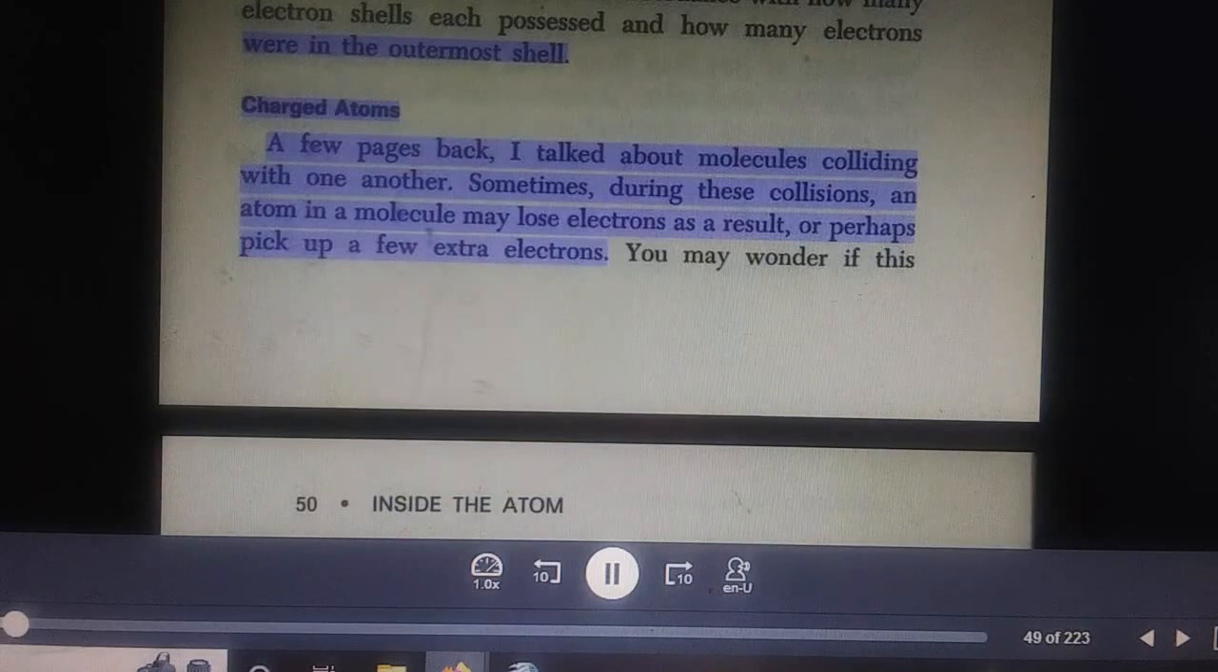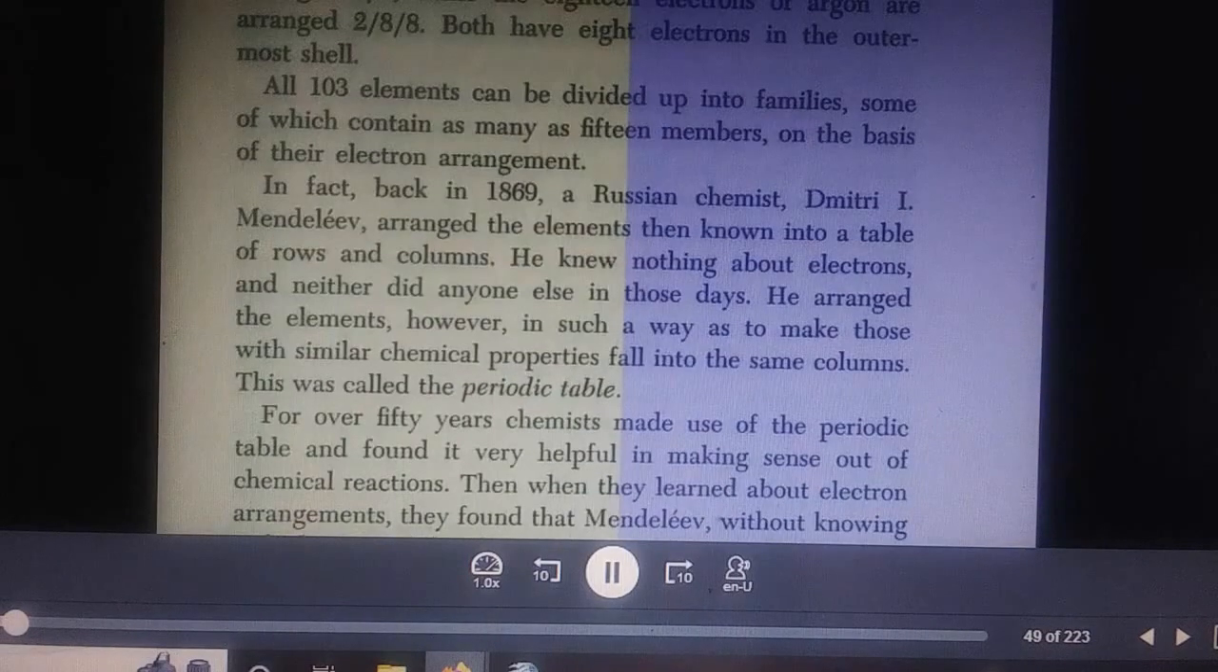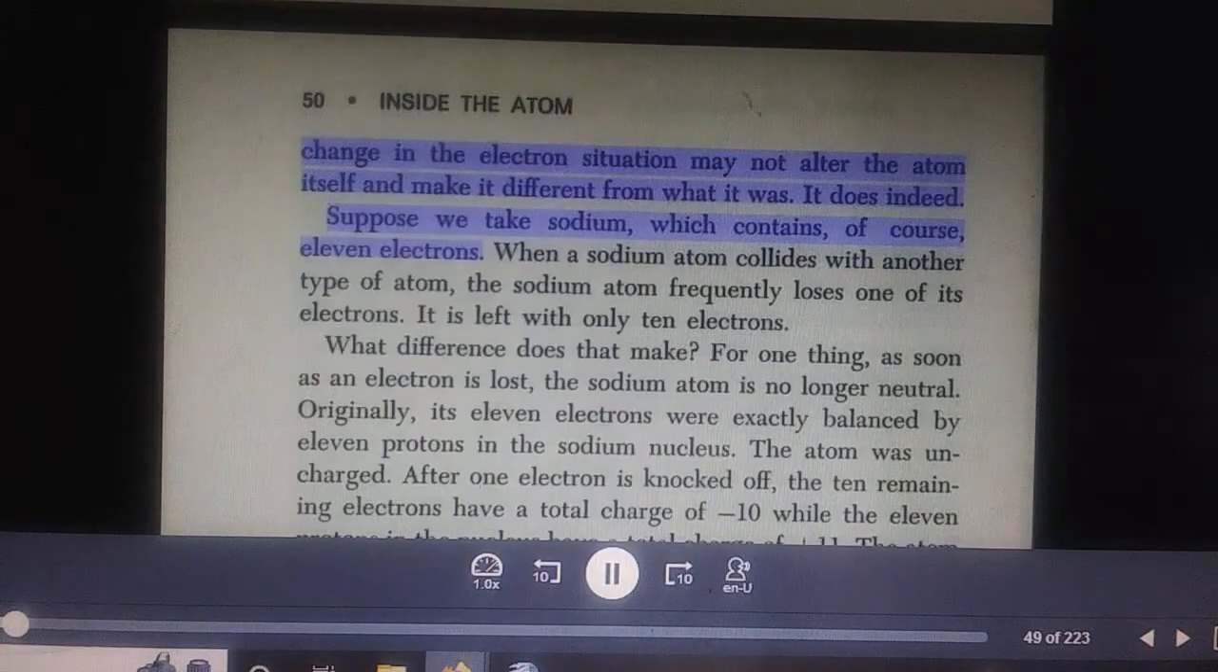Charged atoms. A few pages back, I talked about molecules colliding with one another. Sometimes, during these collisions, an atom in a molecule may lose electrons as a result, or perhaps pick up a few extra electrons. You may wonder if this change in the electron situation may not alter the atom itself and make it different from what it was.